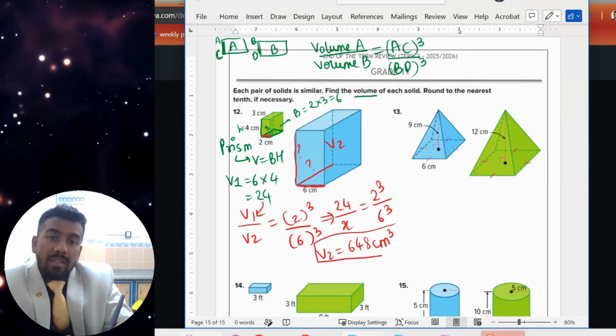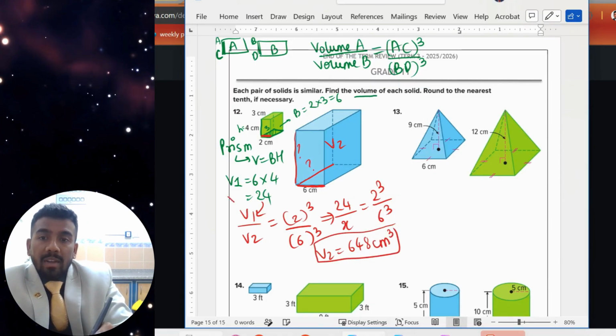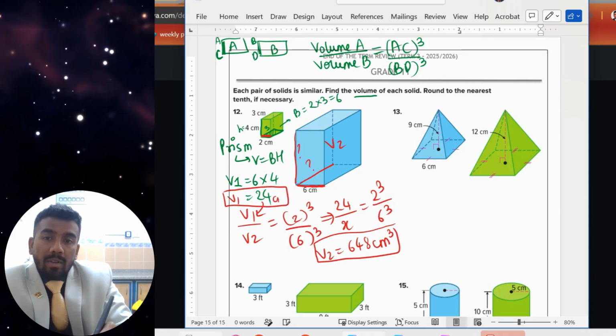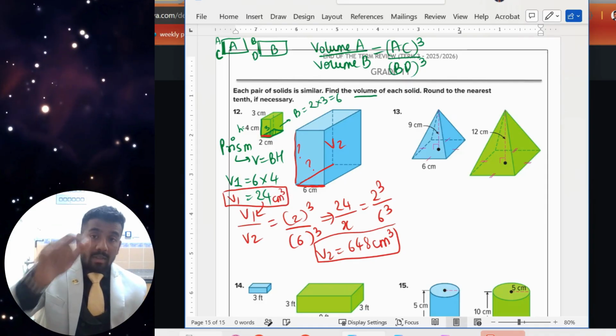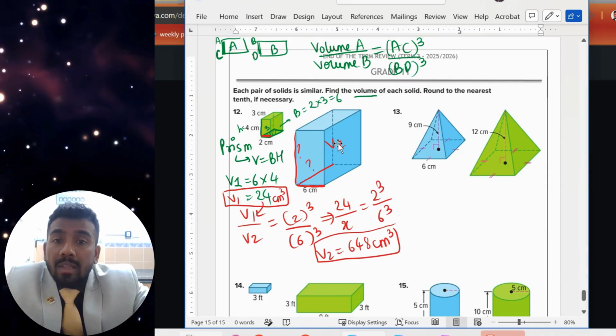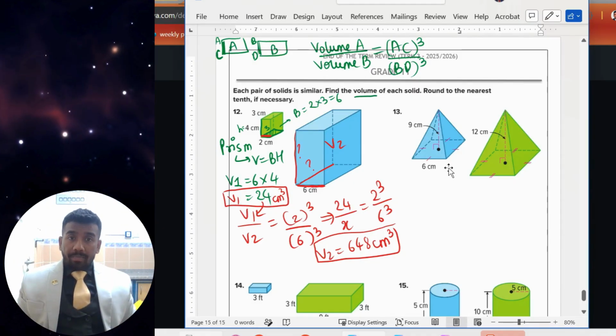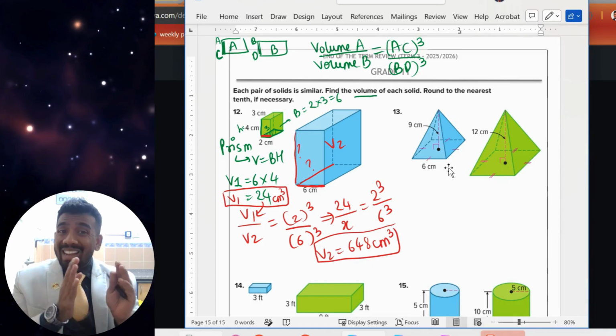That's the volume of the second figure, and this is the volume of the first figure. Understood how to do it? That's how I do it. That was the prism. Now let's go ahead with the next figure. What's that next figure? Now that next figure is a pyramid.